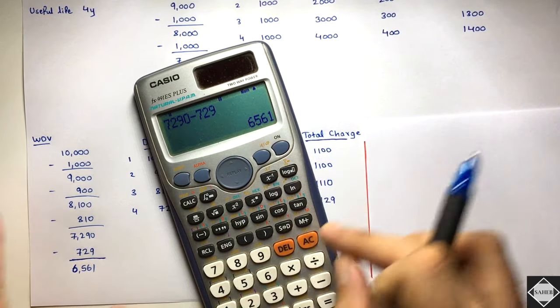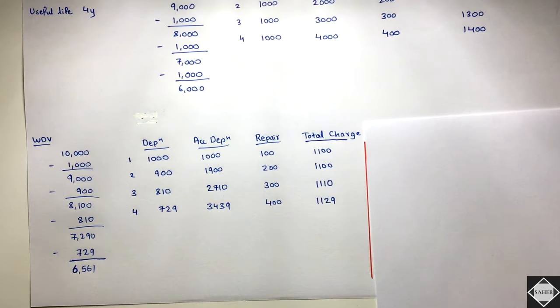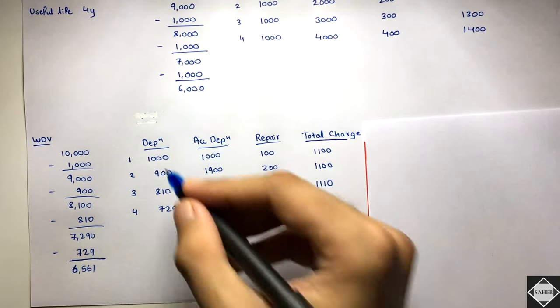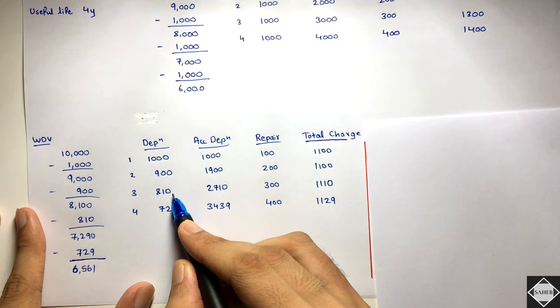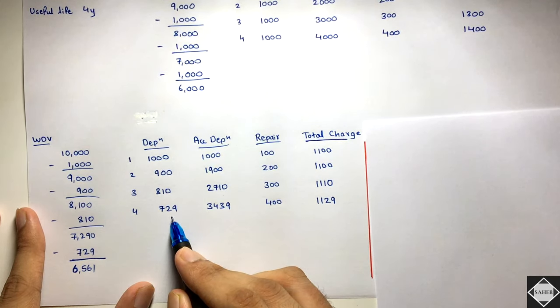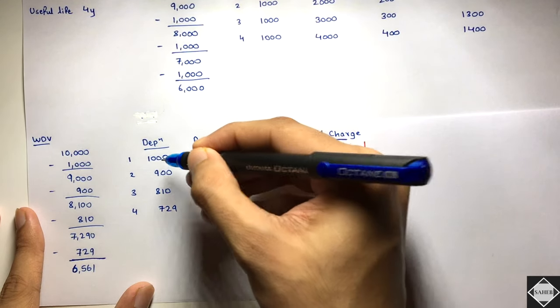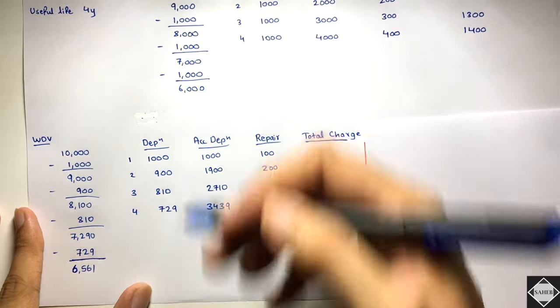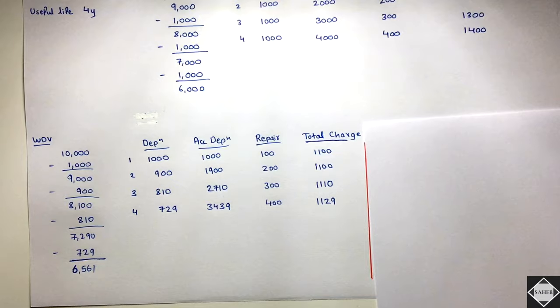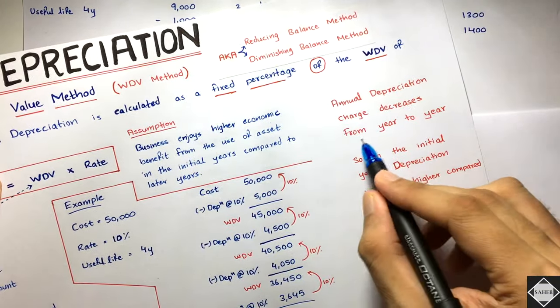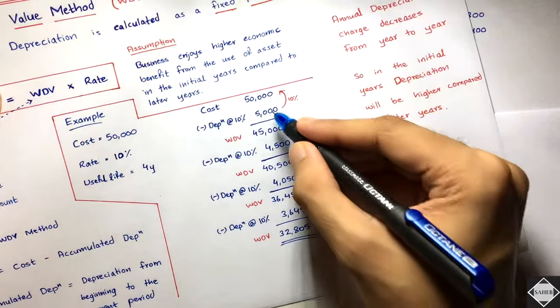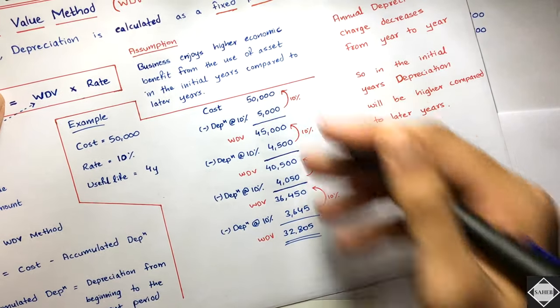Now let's see what will happen in the total charge. Depreciation. What's happening with depreciation? In the first year, depreciation was 1000, second year 900, third year 810, fourth year 729. You see, depreciation is decreasing year by year. I've already explained this to you. Depreciation will go on decreasing. The annual depreciation charge decreases from year to year. And here also we saw 5000, 4500. It's decreasing year by year.